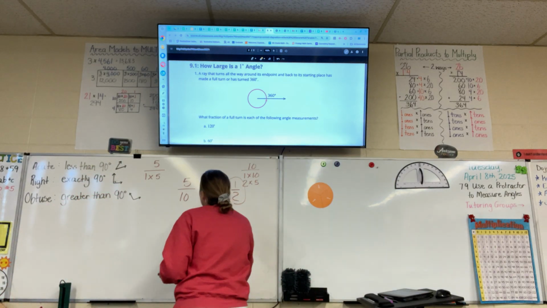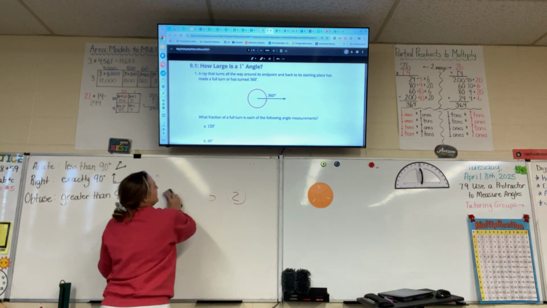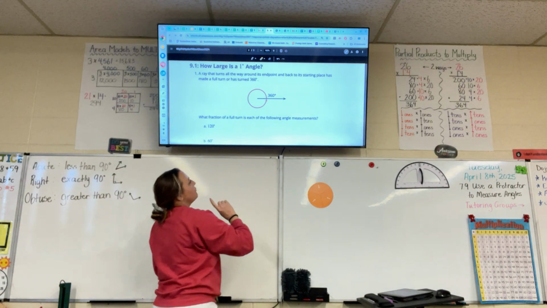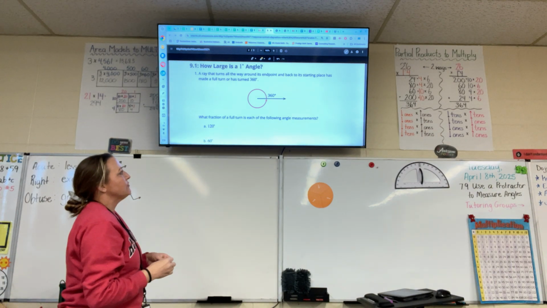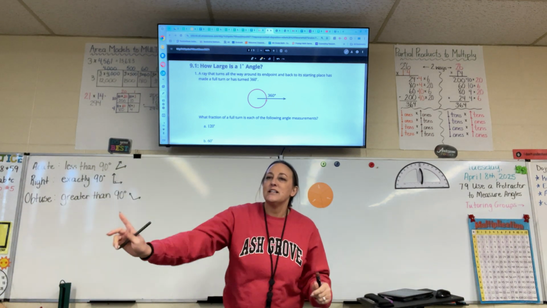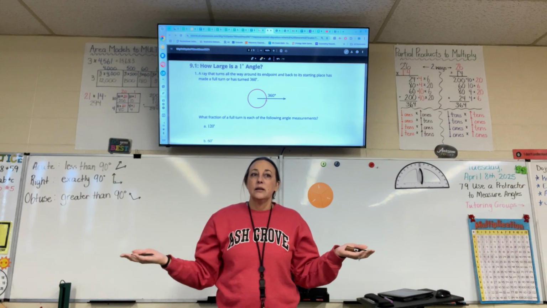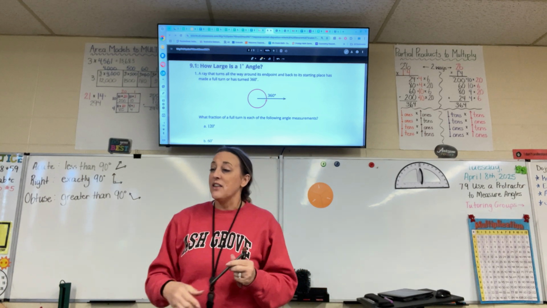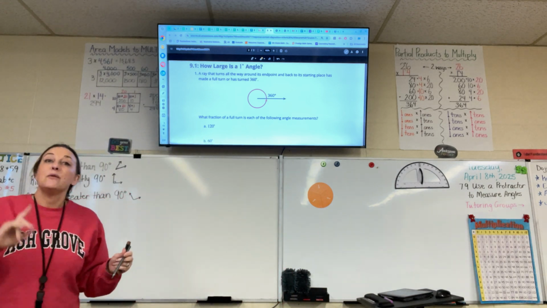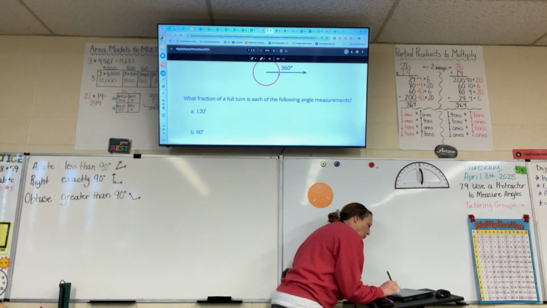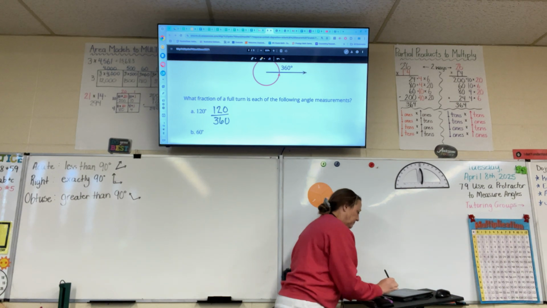Okay, so we are going to turn all of these degrees into fractions because it says what fraction of a full turn is each of the following angle measurements. So how many degrees are there in a full turn? 360. So that's our denominator. So the bottom number of a fraction, remember, is how much is in the whole. How many degrees are in one whole, okay? So we're gonna write down 120 over 360, write that down.